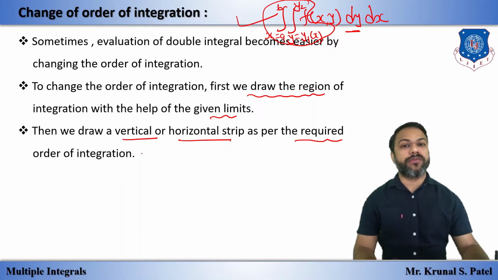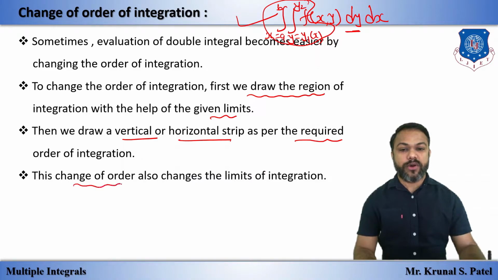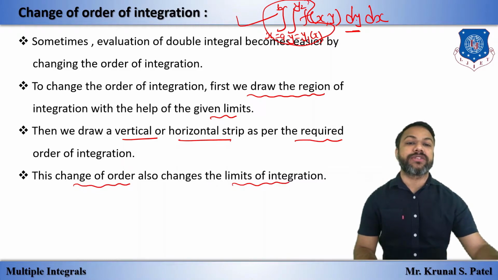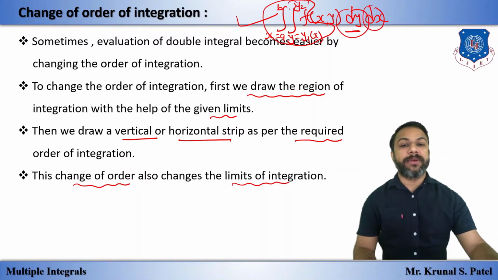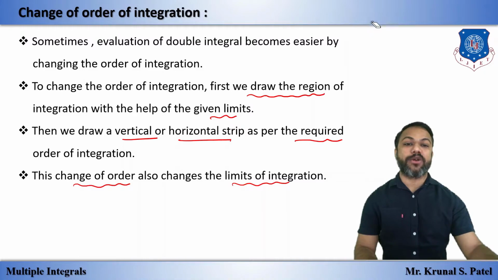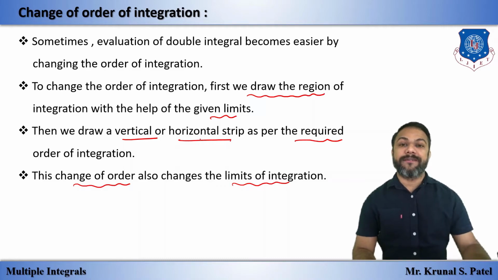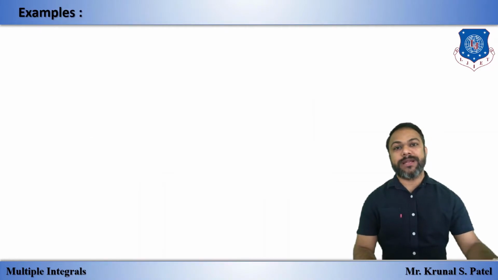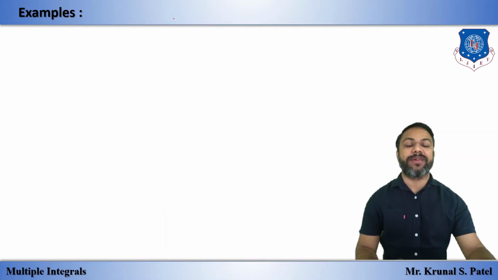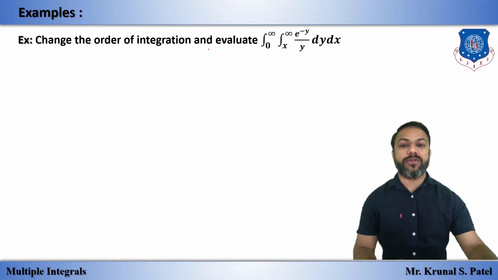This change of order also changes the limits of integration. As I told, if we change the order, then the limits of the integral will also change, because we are changing the strip from vertical to horizontal or horizontal to vertical according to the given example. To understand this topic better, we need to look at some examples. So let's have a look at the very first example: change the order of integration and evaluate this integral.